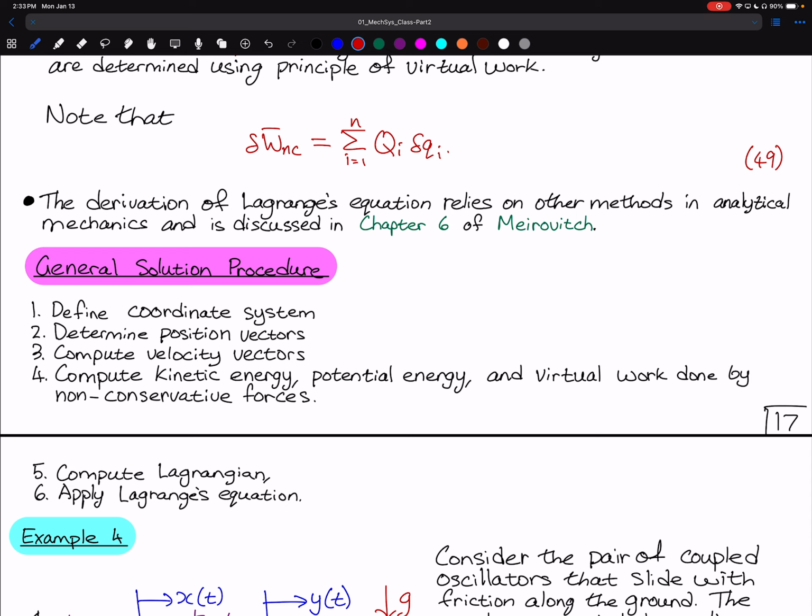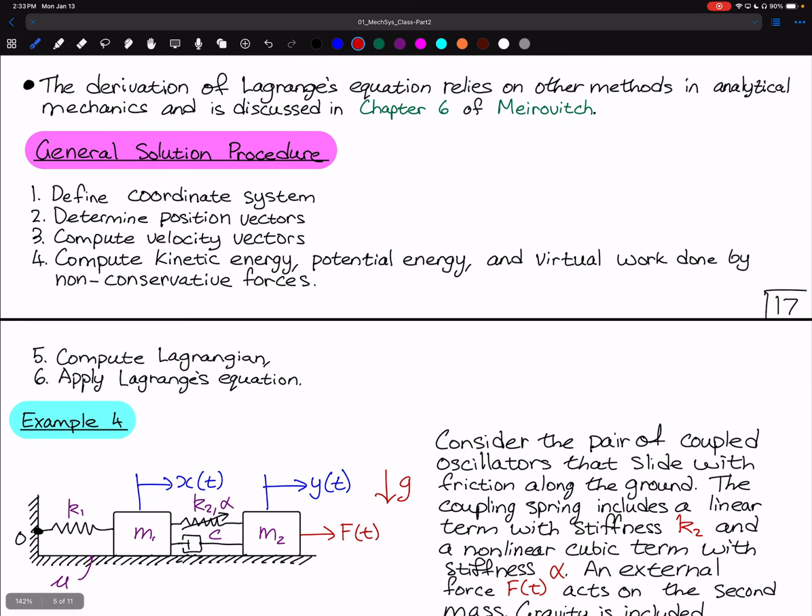For some systems, you can skip the kinematics. That's steps 1 through 3. For many systems, you just cannot. That's quite simply how it goes. In all of the examples we're going to go through, I'm going to go through all 6 of these steps just so that you have a complete solution, whether or not I needed to do that. We're still going to go through everything.